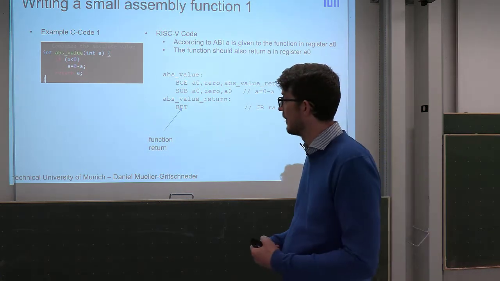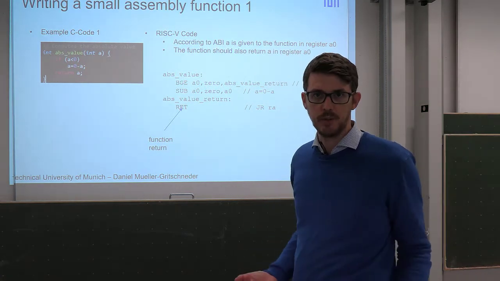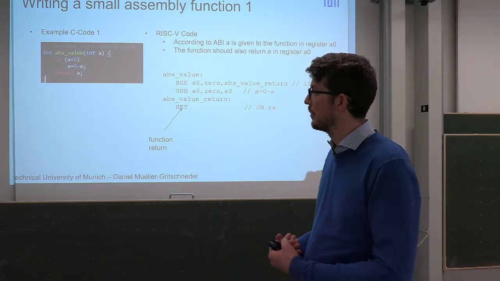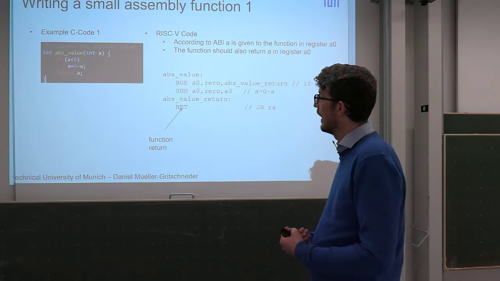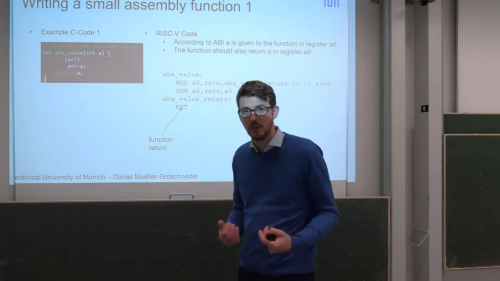This is the absolute value. If you give it 5, it will just return 5 because it's already positive. So if it has a negative value, it changes it to the positive value. This is what you want to do, and this C code is nicely doing that.